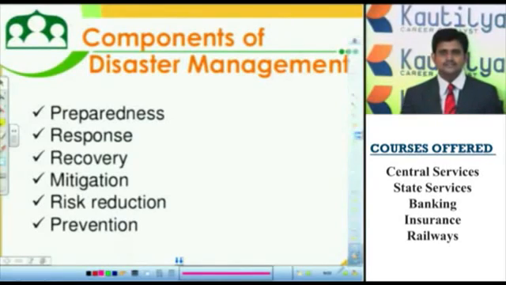As I told you, we need to manage these disasters. To manage these disasters, there should be some components like planning, prevention, recovery, rehabilitation, and mitigation. Let's see each and every component in detail.